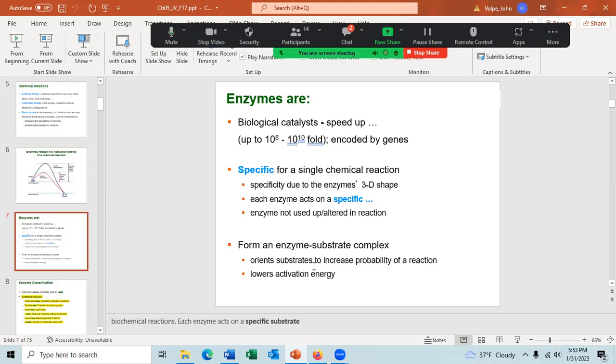Assuming that we're breaking chemical bonds. You may take two products together and then put stress on them and form a bond, and we're not going to talk about that. Anyways, that is why the enzyme lowers the activation energy. It's because the enzyme is forming an enzyme substrate complex with the substrate. Any question about any of that?